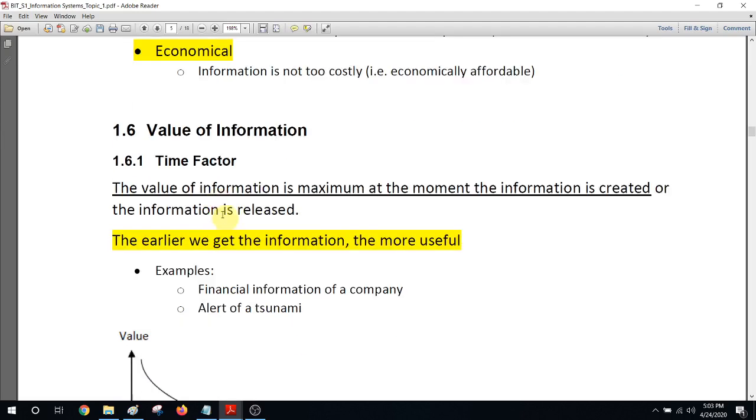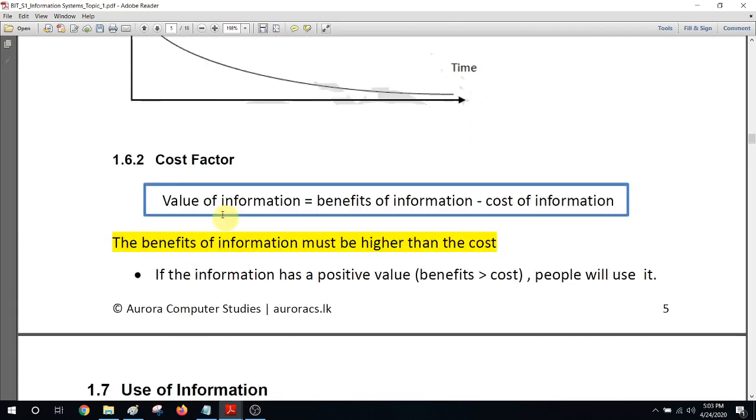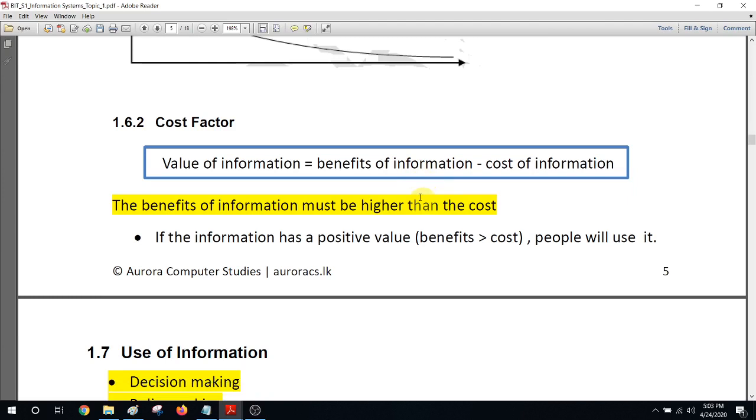Then the value factor or the cost factor. If the information is higher in cost than its value, people are not going to access it, right? So the higher the cost, the fewer people are interested. Therefore we want to make sure that first it has a high value, then the cost is low, right? So that is the cost factor, right?